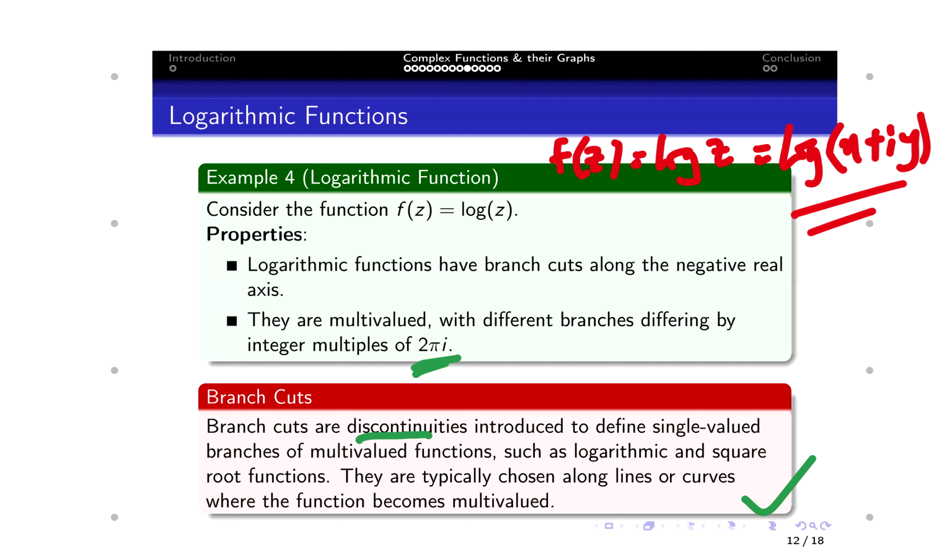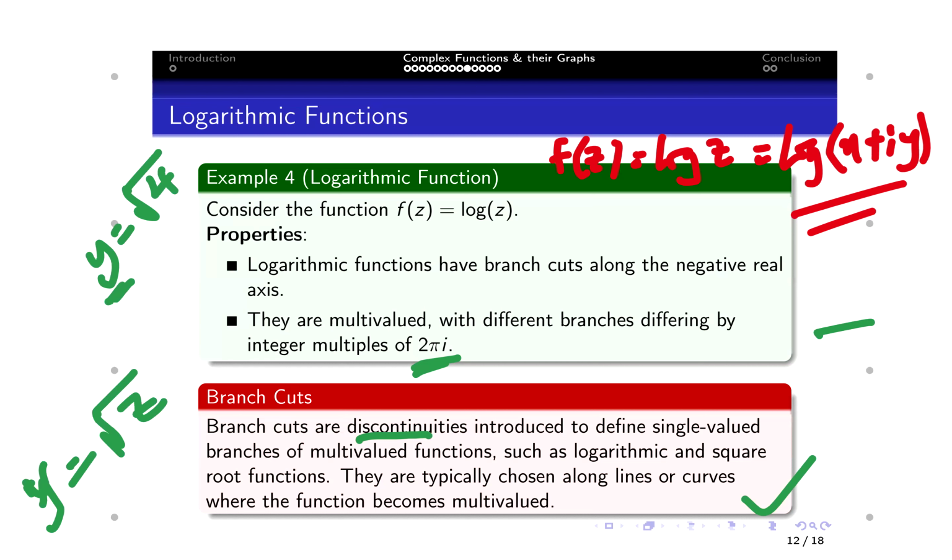Now you remember that if you have y equals root z, or normally let's say y equals root x, let's just generalize it that way. You see that for one value of x, if you say x is equal to 4, it's going to branch out. y is going to be -2 and 2. So that's the idea of what that branch cut thing is talking about.